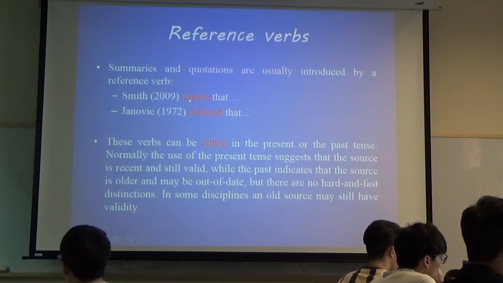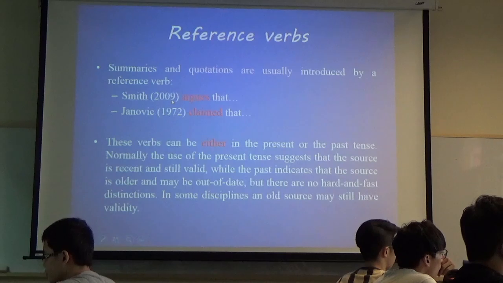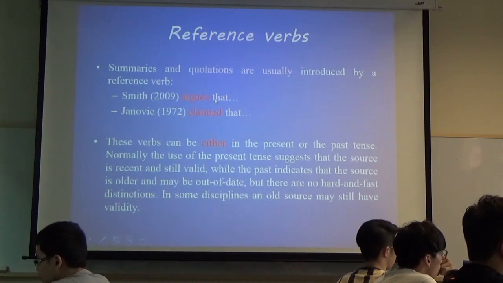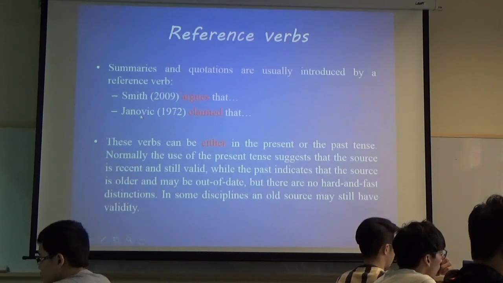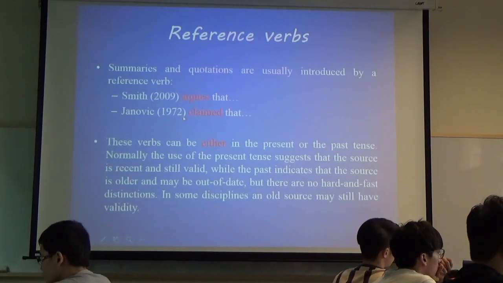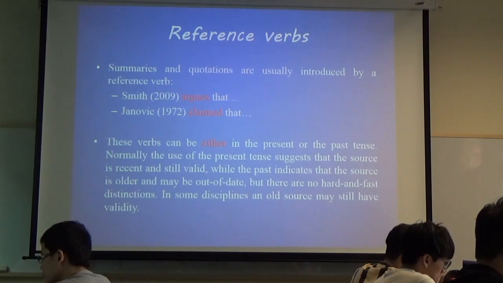So if you look at the red verbs here, Smith, 2009, argues, that's present tense. But this guy, I don't know how to pronounce his family name properly. I think it's Russian. 1972. So you can see the reason why claimed is used in the past tense, right? Because his reference may be out of date. Okay?